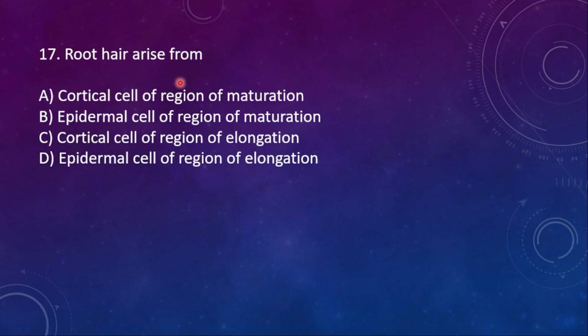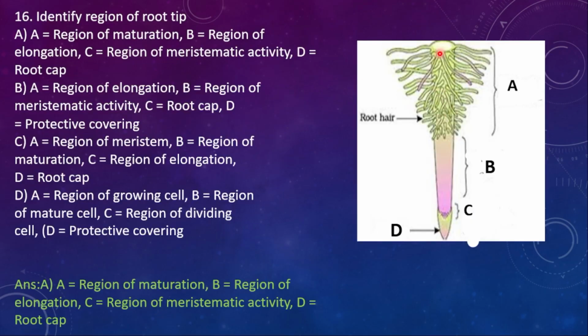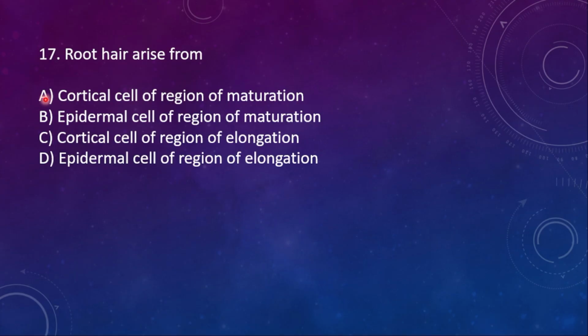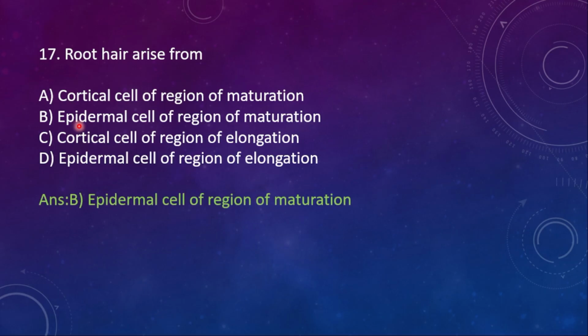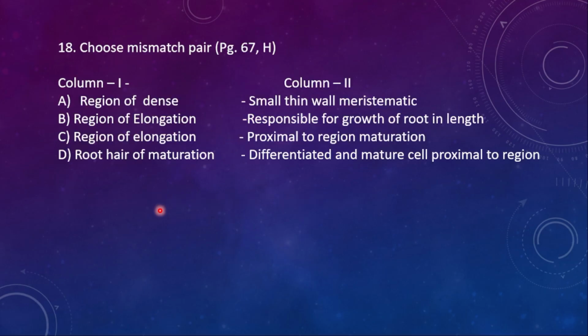Root hair arises from. These are the root hairs. From where are they arising? From which region? From the region of maturation. Option A, cortical cell of region of maturation, B, epidermal cell of region of maturation, C, cortical cell of region of elongation, D, epidermal cell of region of elongation. You people will get confused between these, but the root hairs arise from epidermal cells of the region of maturation. So here the option is option B.